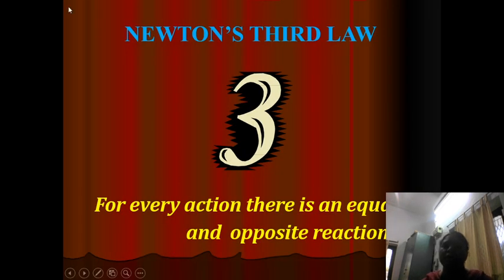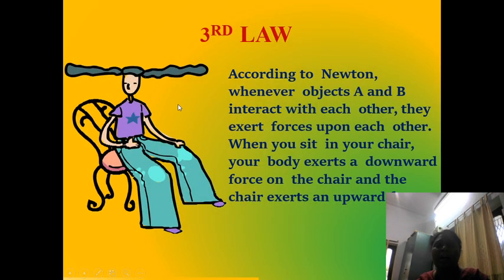So now we will move on to Newton's third law. According to Newton's third law, this is very simple to understand. That is, for every action there is an equal and opposite reaction. The best example for this is the movement of a rocket. According to Newton, whenever objects A and B interact with each other, they exert forces upon each other.